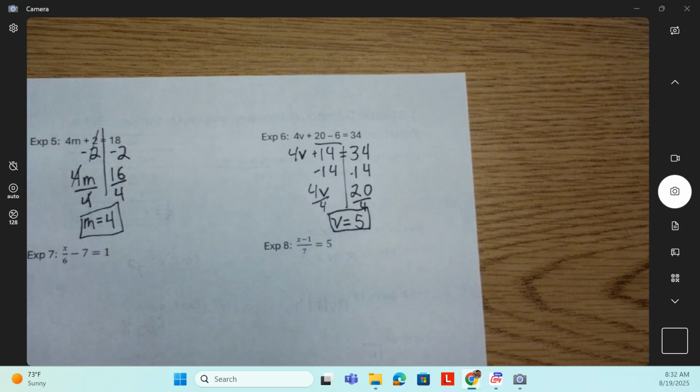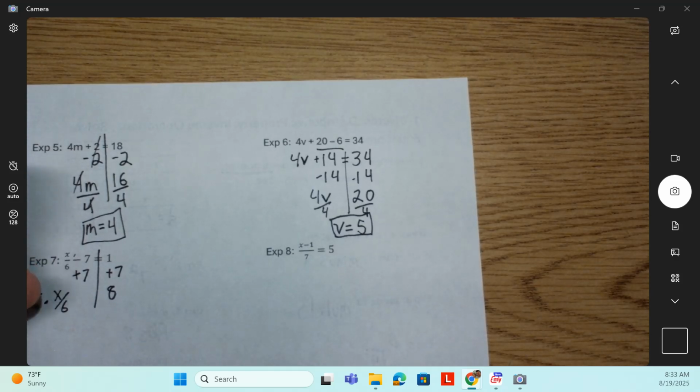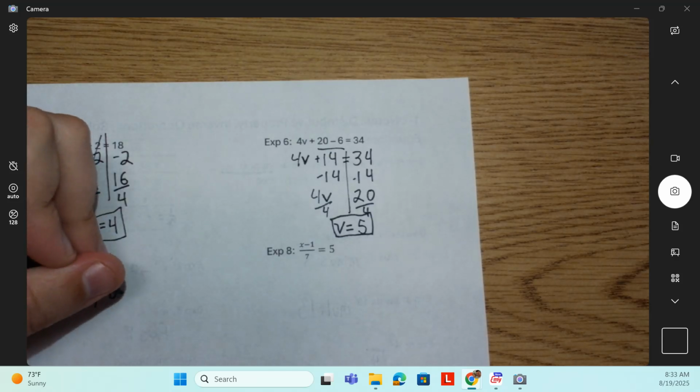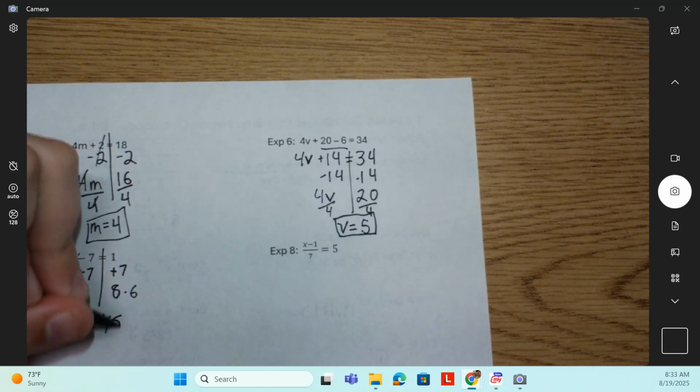Okay, on 7 and 8, you've got a couple different examples of ones where you might have fractions or division. So here, the fraction part is separate. No simplifying to happen, so all I've got to do is start doing the opposites. Since it's minus 7, I'm going to add 7 to both sides, giving me 8 on the right, and x divided by 6 on the left. And in order to get rid of that 6 in the denominator, if I multiply by 6, that's going to enable those to cancel out. And so x here is going to equal 6 times 8, which is 48.